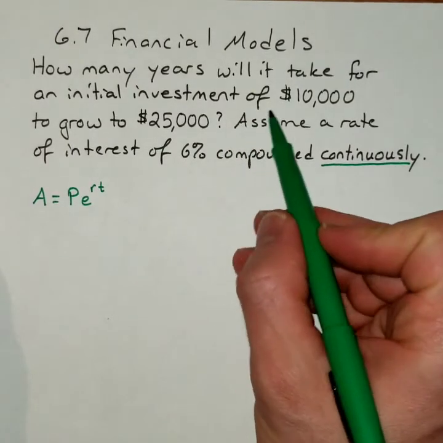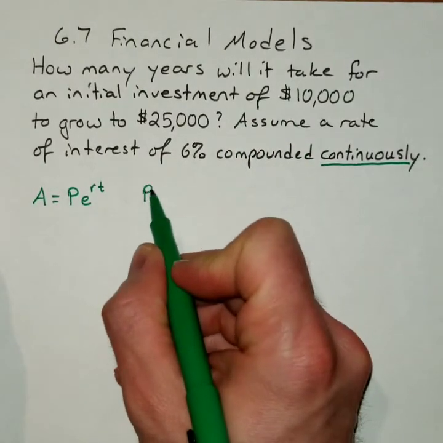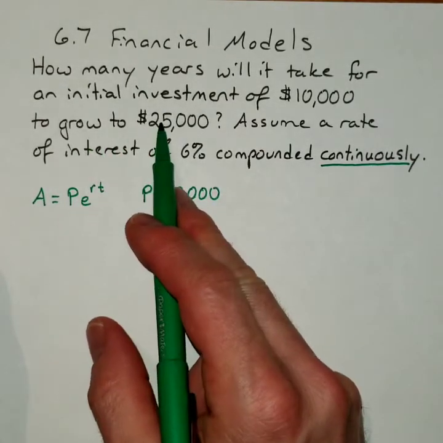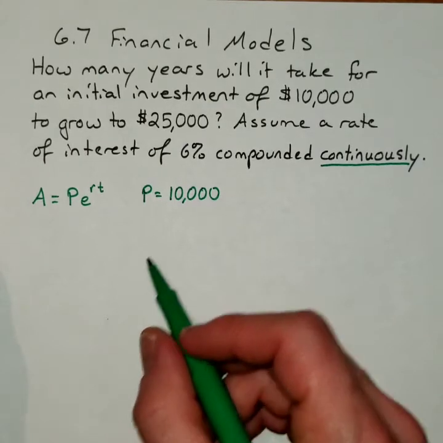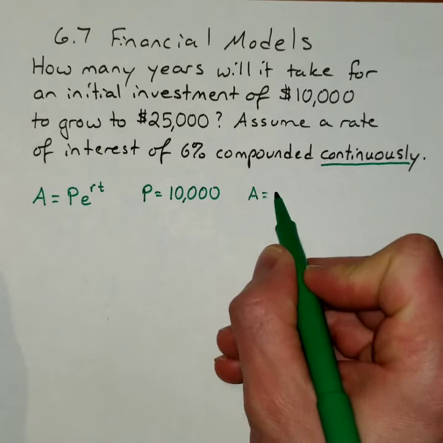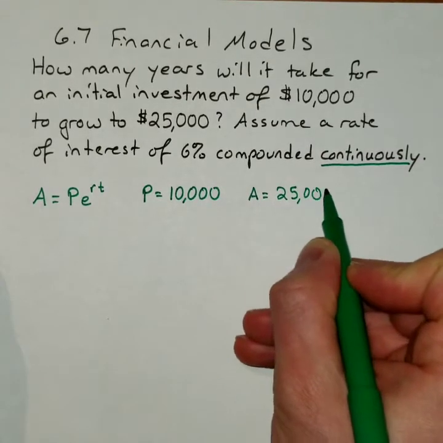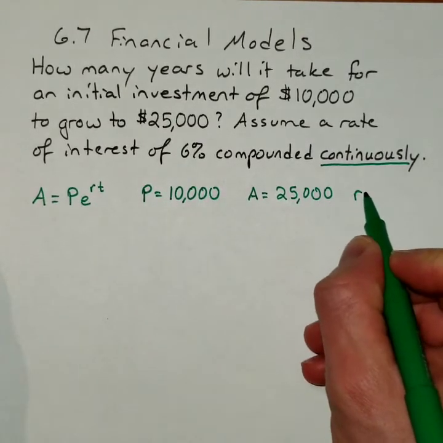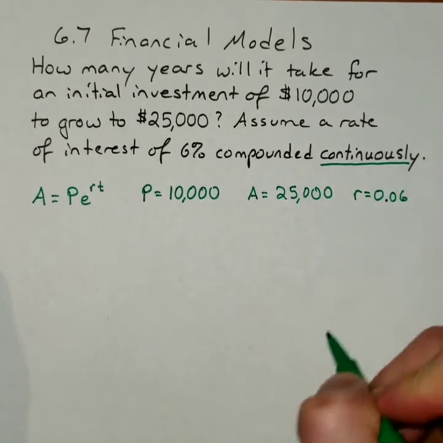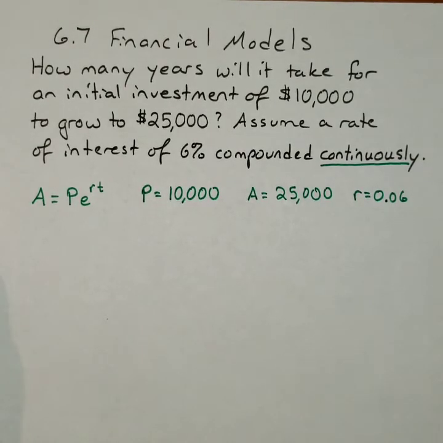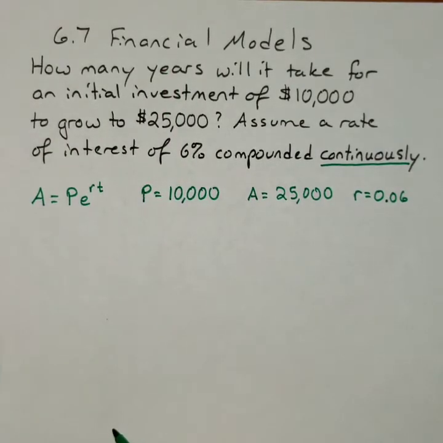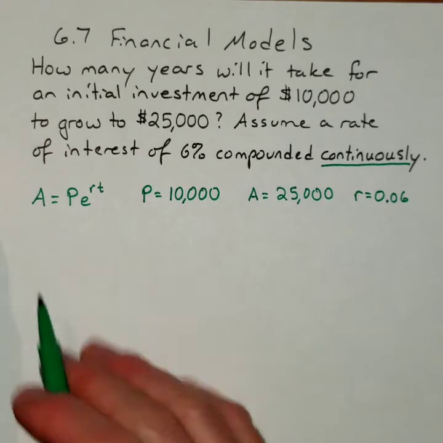We have the initial investment, that's your principal, so P is equal to $10,000. The final amount is what it grows to, that's your $25,000. And of course the rate is your 6%, and we always write those as a decimal, so move the decimal twice, it's 0.06. And so the one thing we're looking for is the years. That's all we don't have in the formula, and it's asking for how many years. So t is unknown.